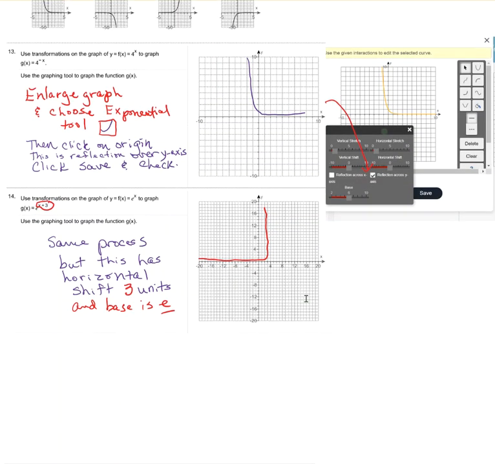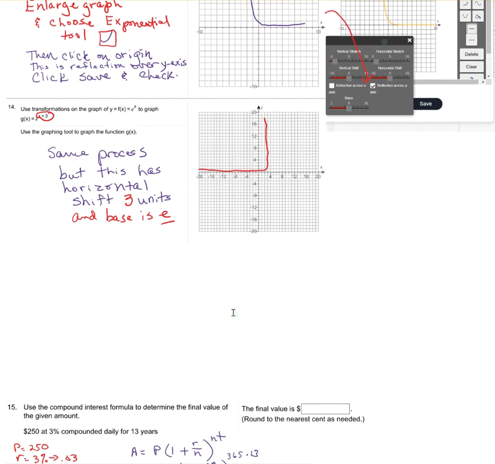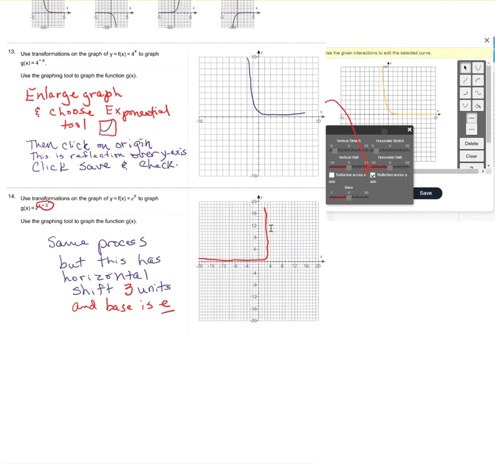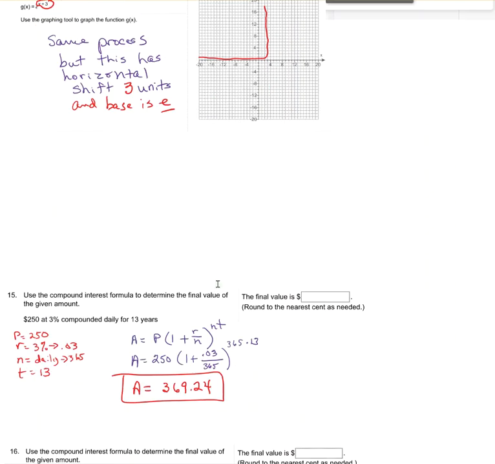And you would do the same thing here, except this has a horizontal shift because up here in the exponent, we've got x plus 3. And the base is e. So you should get the same kind of things. You've got a horizontal shift over here of 3, and your base will be e. So just the same kind of thing.